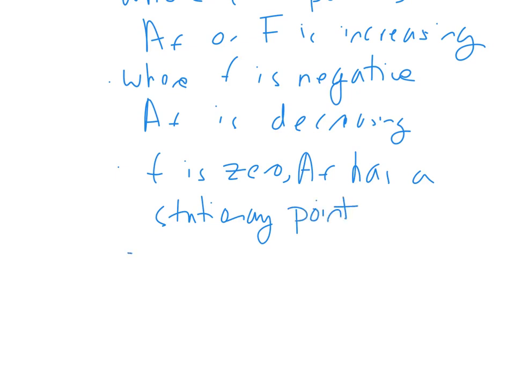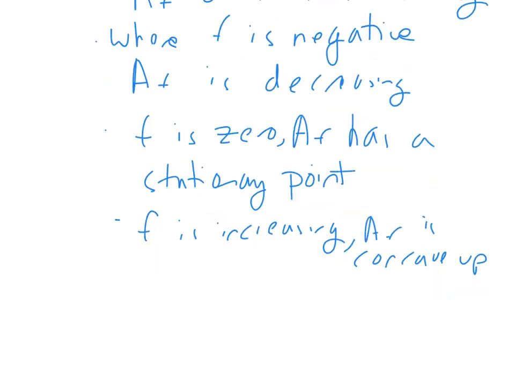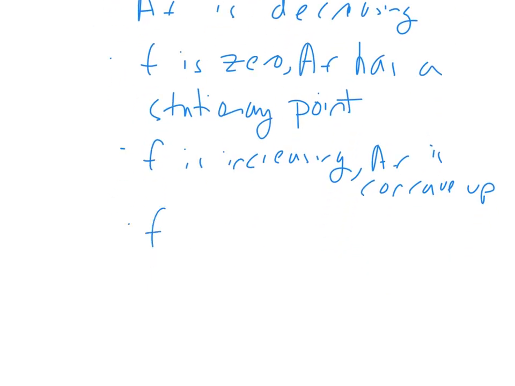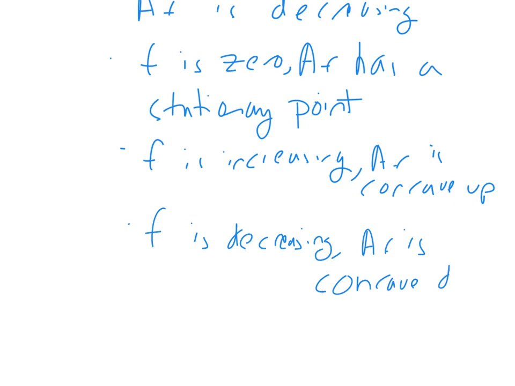We also saw that if little f is increasing, capital A sub f is concave up. And if little f is decreasing, that means we are adding area at a slower rate, so capital A sub f is concave down.